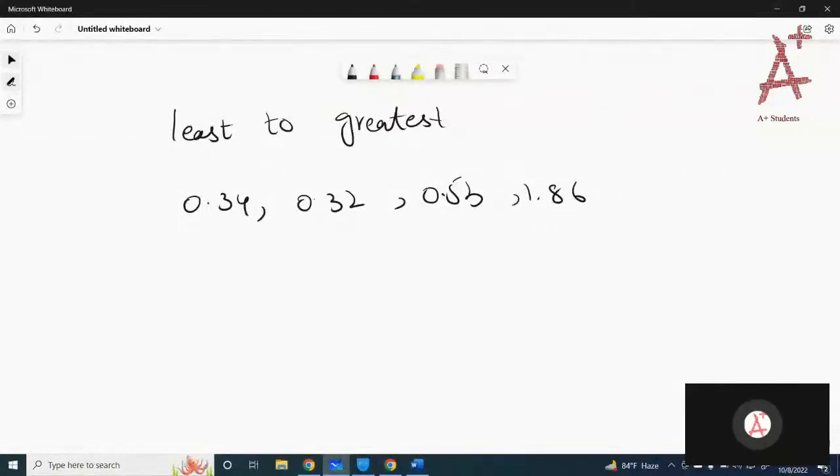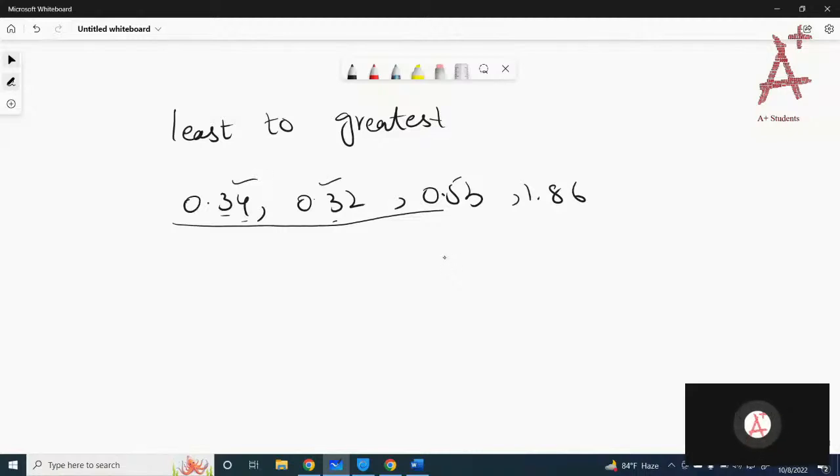So you have to compare their whole numbers. Three of them have 0, so 0 is smaller than 1. That means 1.86 is the greatest of these numbers. Got it? Now just compare their tenths digit. Here you have 3 and here you have 3. Here you have 5. 5 is greater than 3. That means one of the other two numbers is the smallest one.